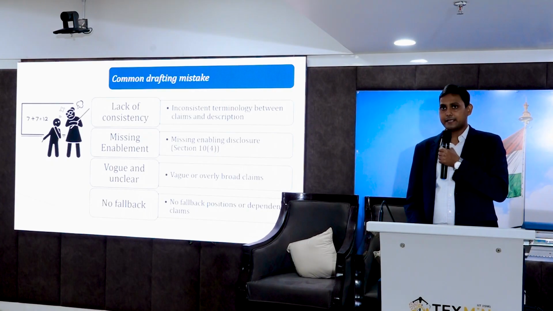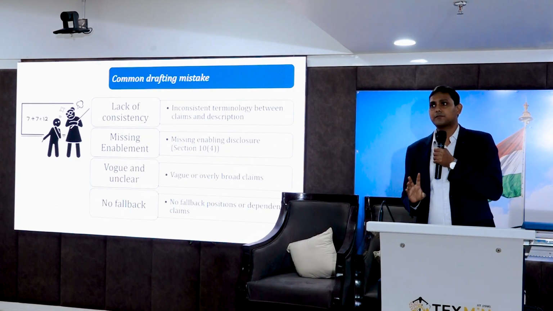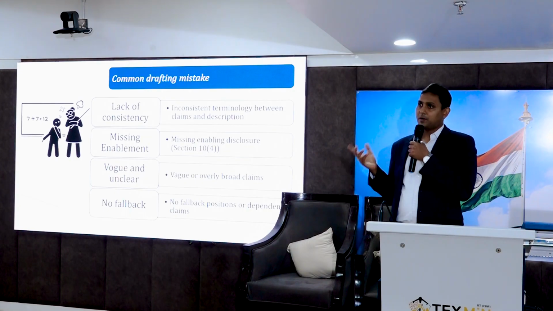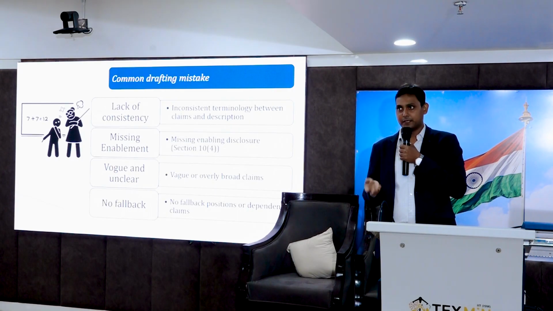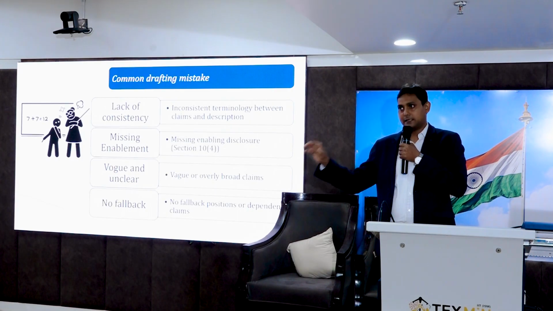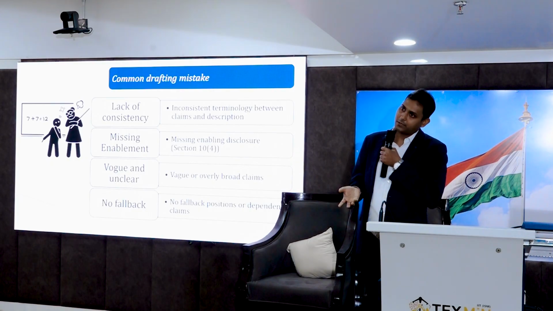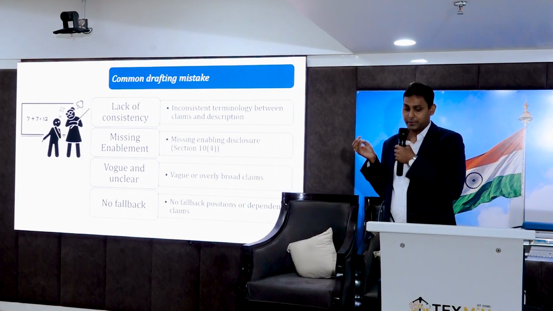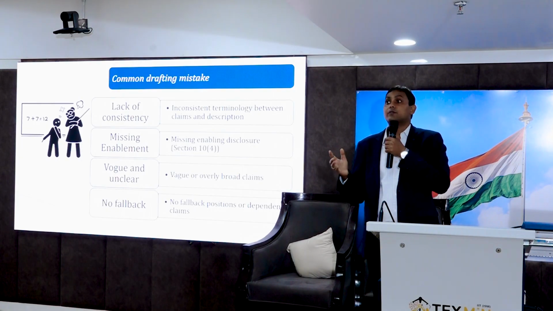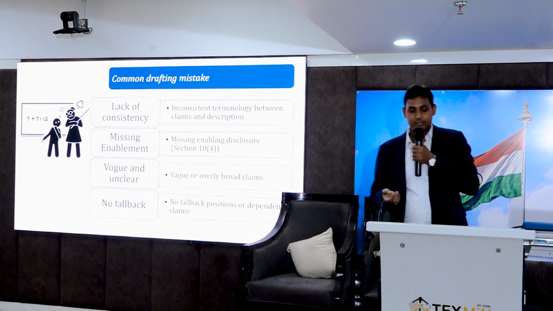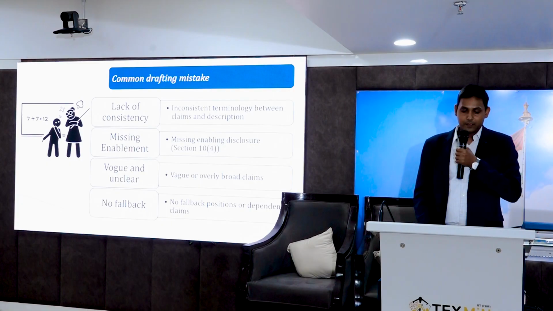But even suppose you have written everything and enabled it, and the patent office still gives this objection, then you have to reply that we have given all the enablement, and show where the support is. Then the patent office will accept. But if you miss that, then you cannot argue. So that's why during the drafting of the patent specification, enablement is very much required.